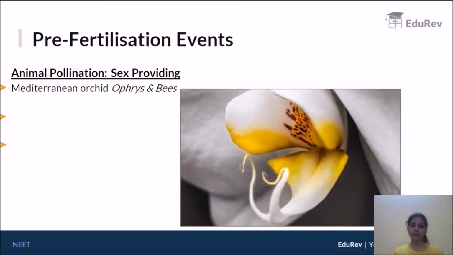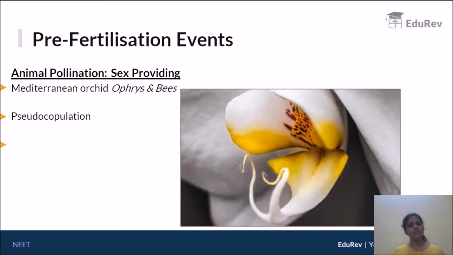The next, sex providing. Now the example of sex providing flowers is studied using the Mediterranean orchid, that is Ophrys, and bees. Now if you look at the figure of the Mediterranean orchid, you will find that some of the petals have got striations and have got colors that look like the bee. Actually speaking, they resemble certain parts of a female bee. So a male bee tends to confuse these petals and think that these petals are the female, and therefore it approaches this particular flower and tries to copulate with these particular petals. But understand that this is not the female, so it is a form of pseudo copulation, false copulation.